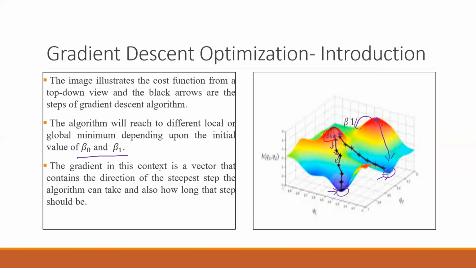That's what is written. And the gradient in this context is a vector that contains a direction. So direction has to be there of the steepest step the algorithm can take, and also how long the step can be. Obviously the steps might be big, so maybe you're taking this big step every time and then reaching, or maybe it might be very small, maybe 0.5 centimeter each, and then reaching here. You have different options. You can take a small step or a big step, and we will discuss the difference between taking small or big steps later on. But for now, we are just trying to converge to the global minima.